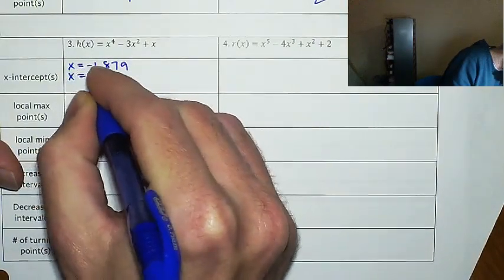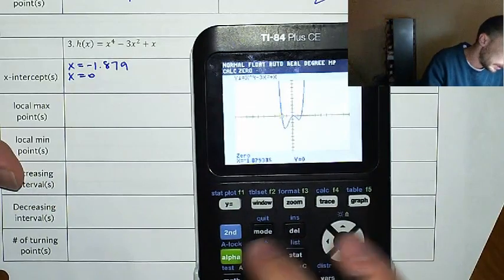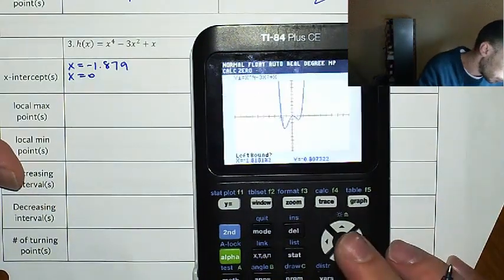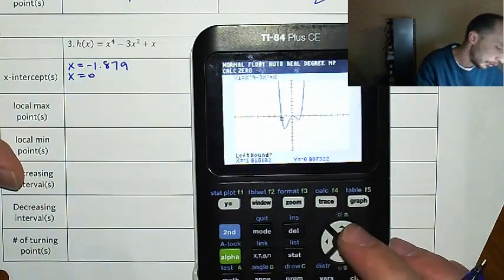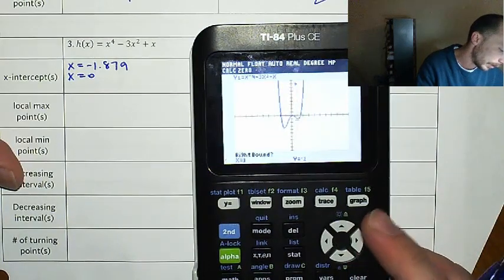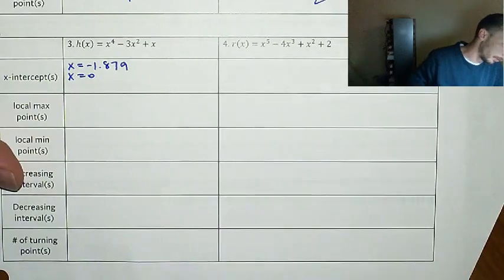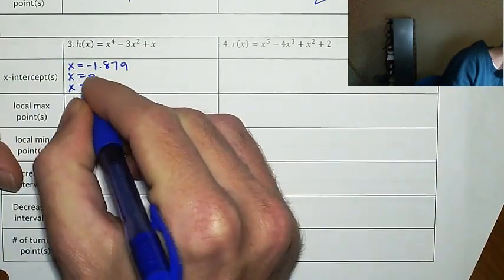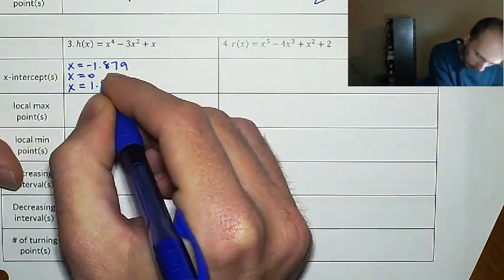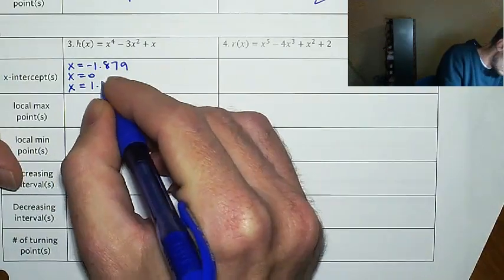Okay, we saw x equals 0, and then there's going to be another one over here between 1 and 2. So my left bound is 1, my right bound is 2. Give it a guess, that's 1.532.